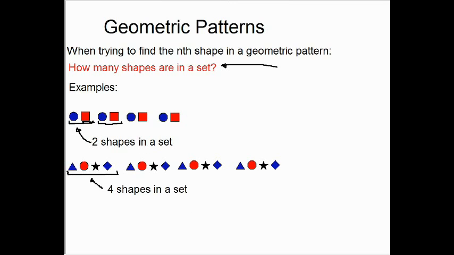If we go back up to that first example for a second, and look at the actual position where we are in the pattern, we can see that our first shape is a circle, and our second shape is a square.